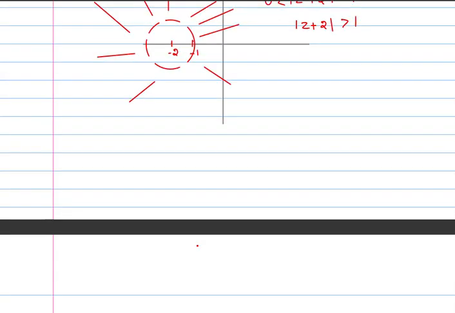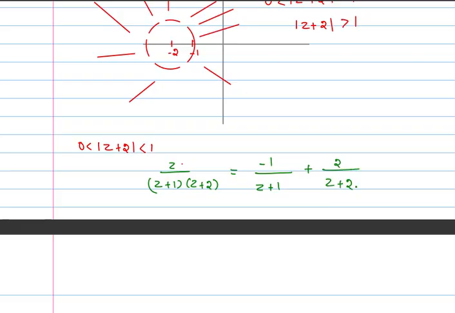So now we proceed for 0 less than |z+2| less than 1. In this region, what will happen? We will check it first. So z divided by (z+1)(z+2). From the partial fraction we will get it as -1 divided by (z+1) plus 2 divided by (z+2). You get it.